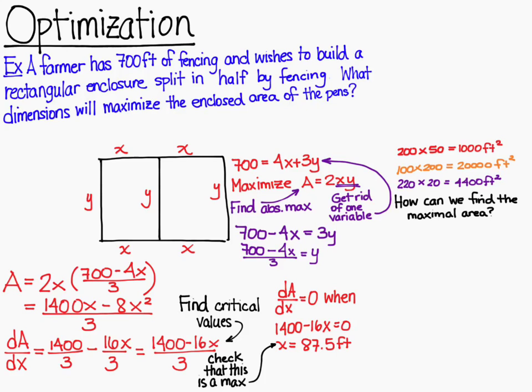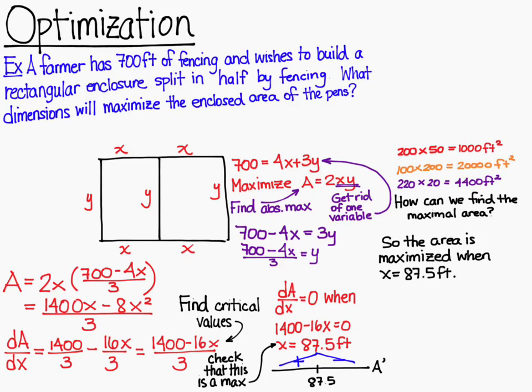Furthermore, we now need to check that this x value that we just found really does give us a maximal area. So I check it on the number line by plugging in values less than and greater than x into my derivative. If I plug in 0 into the derivative, I end up with 1400 over 3, which is positive. If I plug in 1,000,000 in for x, I end up with a huge negative number over 3, which is negative. So that means that I really do have a maximum at x equals 87.5. That means that the area is maximized when x equals 87.5 feet.